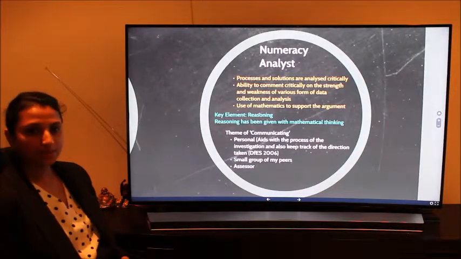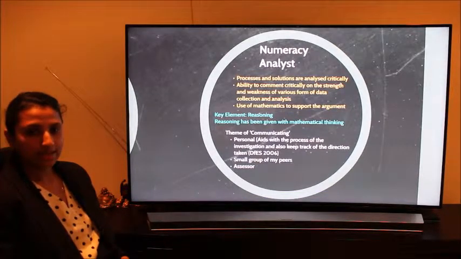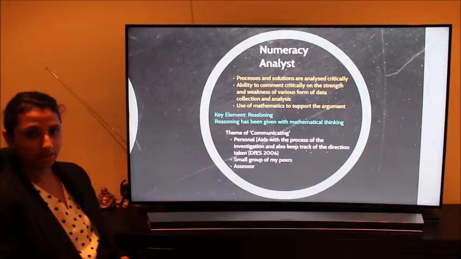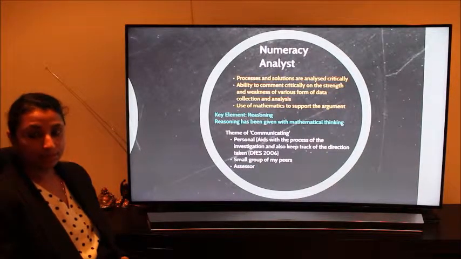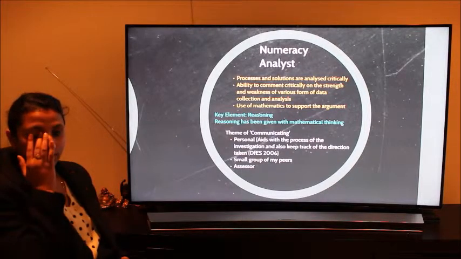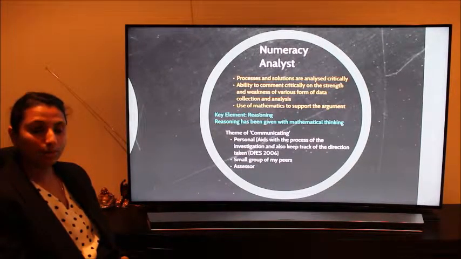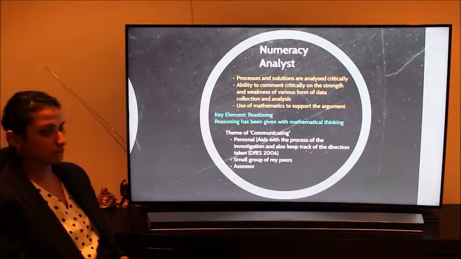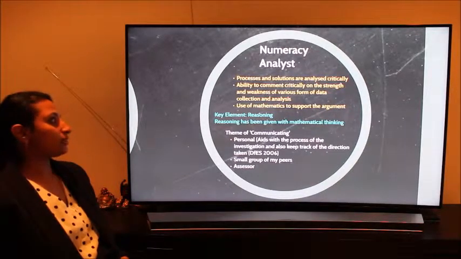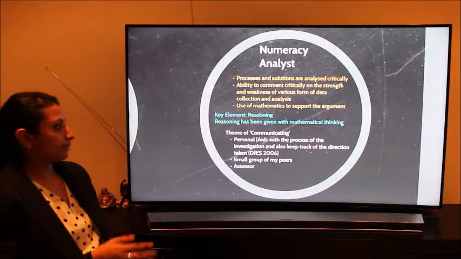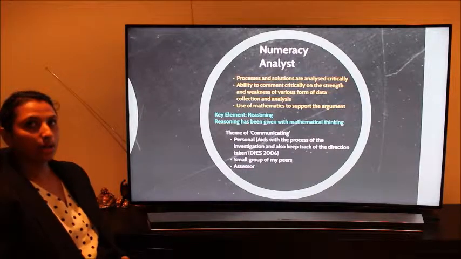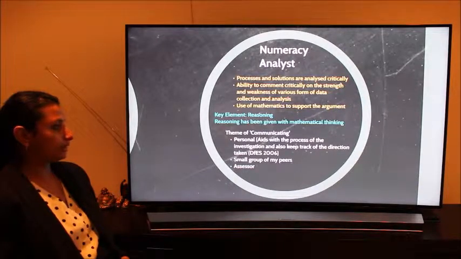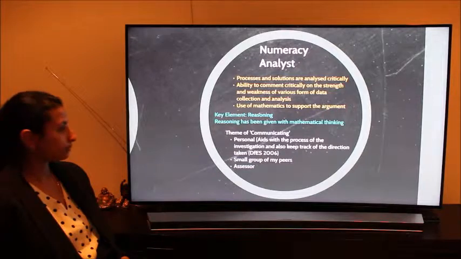As a numeracy analyst, the processes and solutions are critically analyzed. It is the ability to comment critically on the strength and weakness of various forms of data collection and analysis, and use of mathematics to support the argument. With respect to this investigation, the sample size of the survey was quite low, which I was not happy with. The key element was reasoning to be given with mathematical thinking, and the theme of communicating also came into play with personal and small groups of my peers.